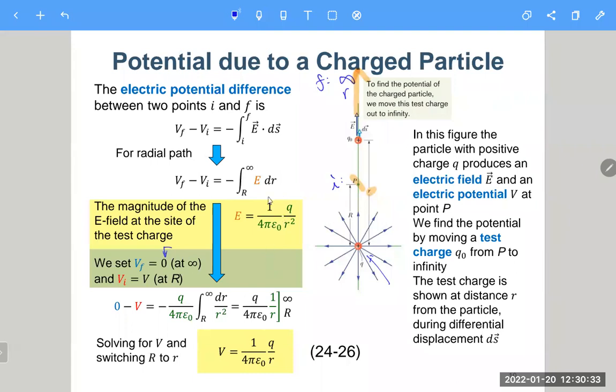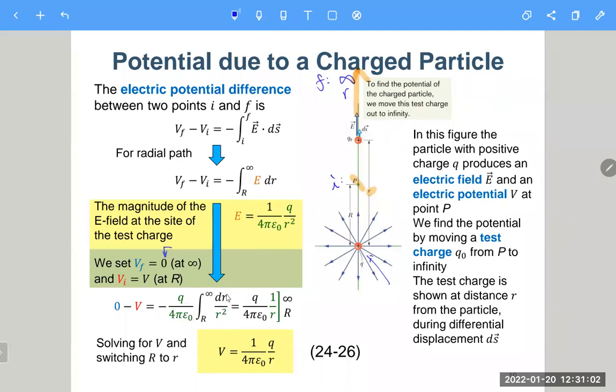This term k is a constant, and Q is also a constant, unrelated to dr. So this term is factored out, and then we have dr over r squared inside the integration sign. Of course, this is the initial point, so we start from capital R to infinitely far away. So the integration looks like this.